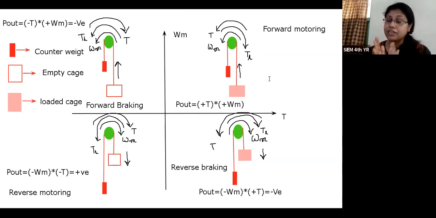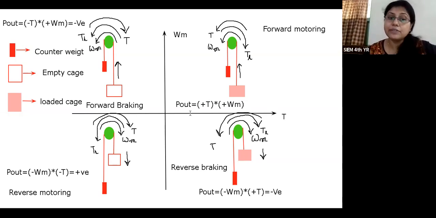Now the first quadrant. If we consider the output power of the motor, we can see that the torque and omega m are both in anti-clockwise direction. So the torque is positive, omega m is also positive. So it is called the forward motoring zone. In the second quadrant, omega m is positive, but the motor torque is occurring in the opposite direction, that means clockwise, so the torque is negative. So we are getting negative output power from the motor. So we can say that this is the forward braking zone, where the torque is negative.